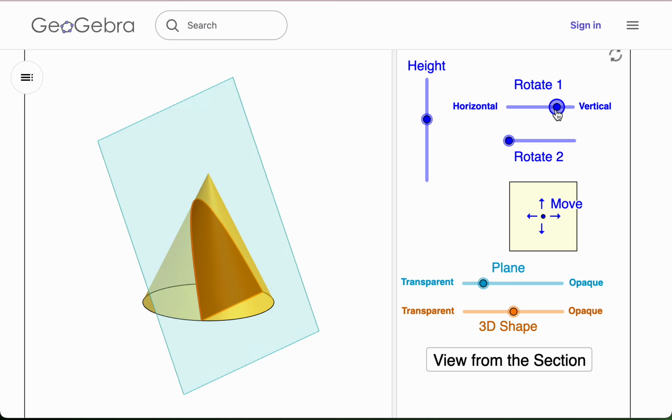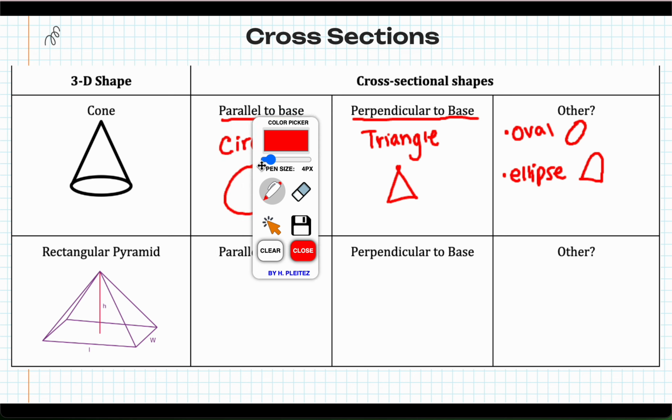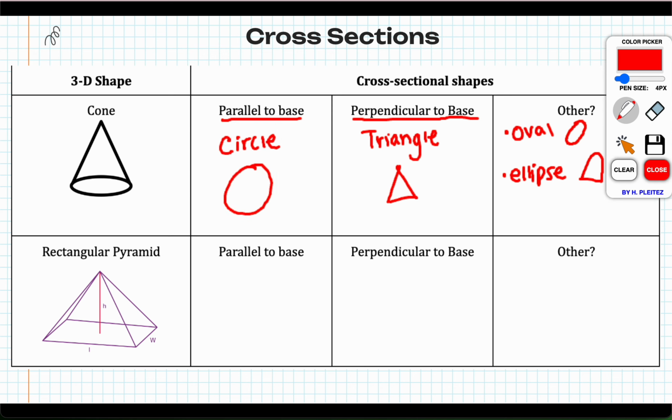Ooh, this is an interesting one. So it looks like it could be an oval, but this bottom portion here is cut off, and that's what we call an ellipse. So another one we have is an ellipse. And what that looks like is just most of an oval, but the bottom or the top is going to be cut off. So for cones, we have 4 possible options.